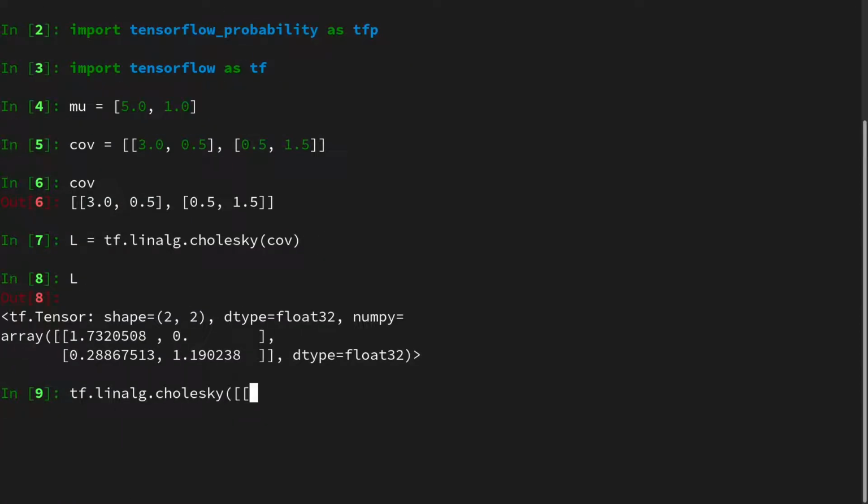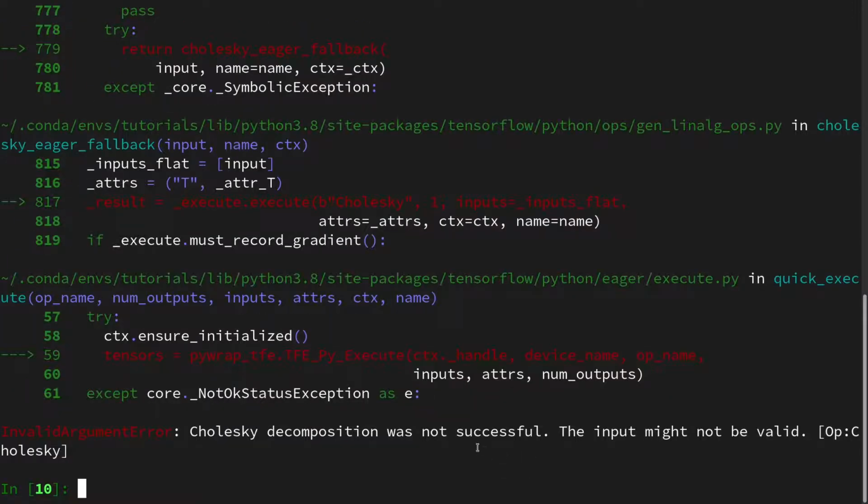For this, let us take the matrix as, for instance, 0.5 for the variance in X, then 1.8 for the covariance. So there's a lot of mass on the off-diagonal elements. And then for the second row, we will do 1.2 and 1.4. And you see, first, the matrix is not symmetric. 1.8 is unequal to 1.2. So if we execute this, then we see the Cholesky decomposition was not successful, so the input might not be valid.